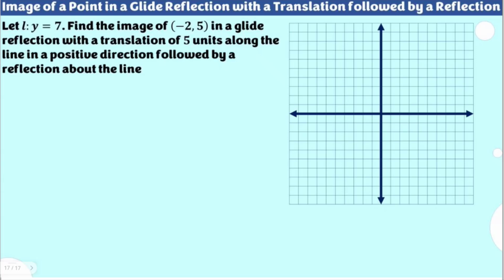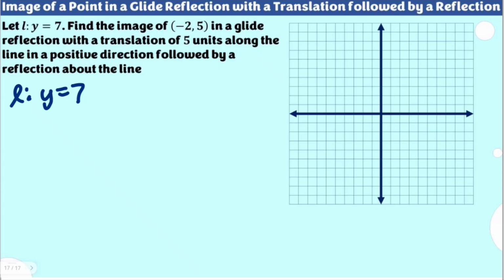This time, let's illustrate the image of a point in a glide reflection where we start with a translation, followed by a reflection. We are lucky to have here that our line is actually y equals 7. In our high school years, we can remember that this line is a horizontal line because it only passes through y equals 7.